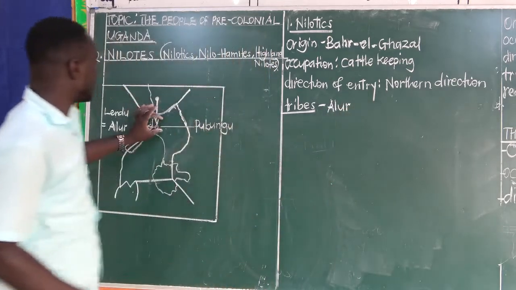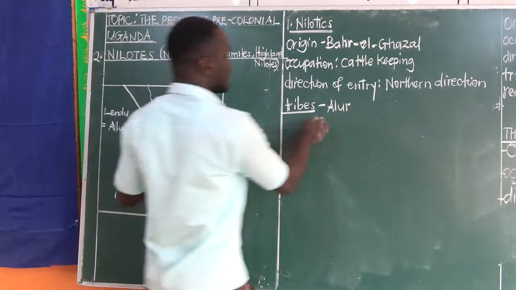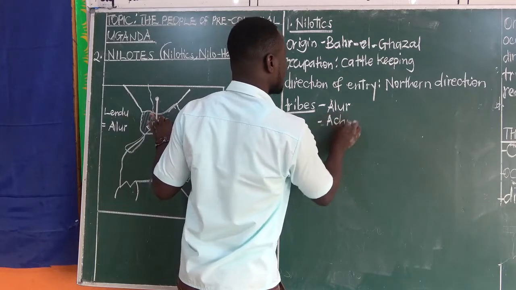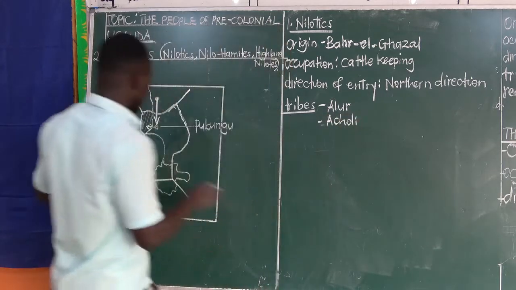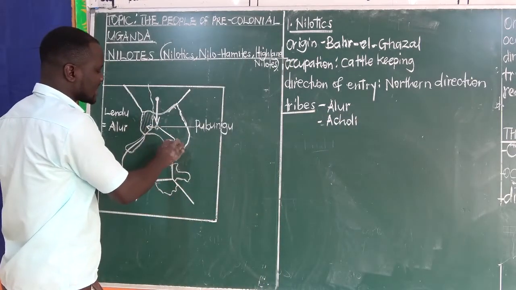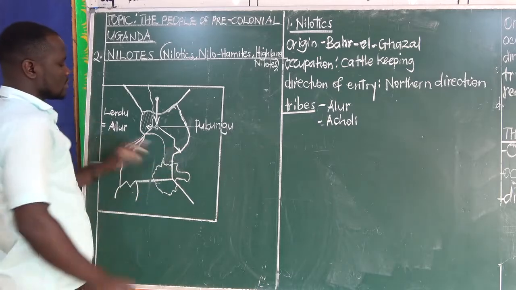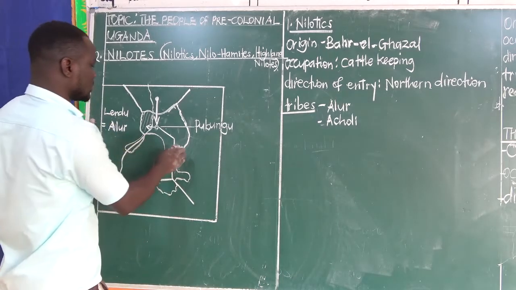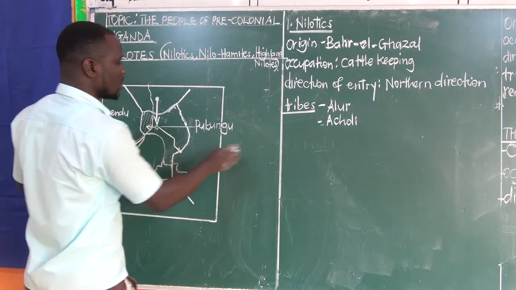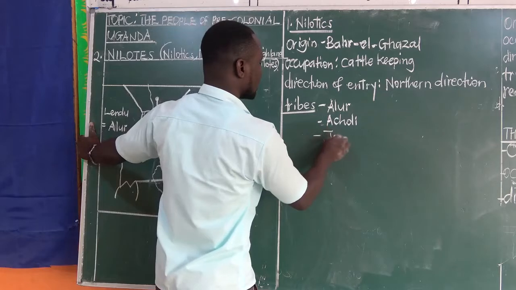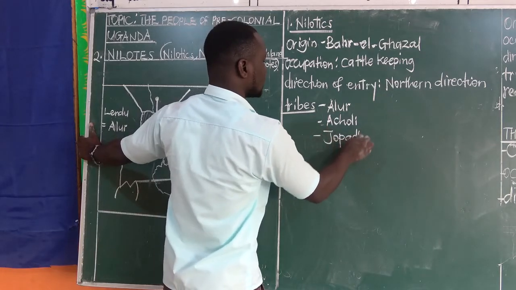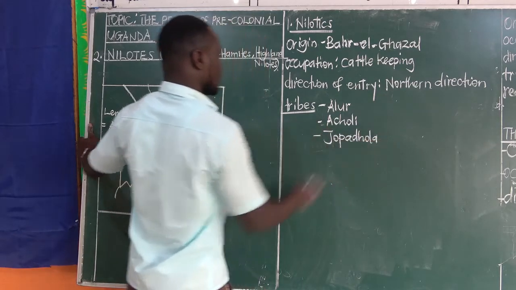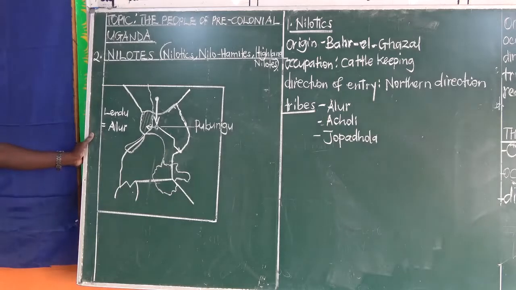And then we have Labongo remaining, forming the Acholi. We have one group that crossed up to as far as Tororo district. These ones form what we call the Jopadola. So for that we shall have those three tribes.